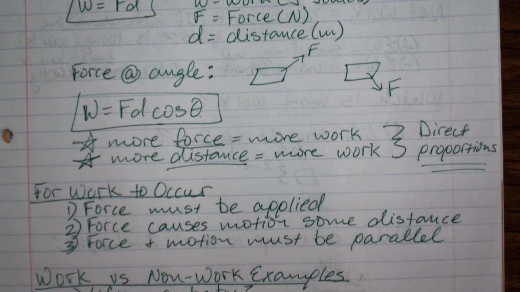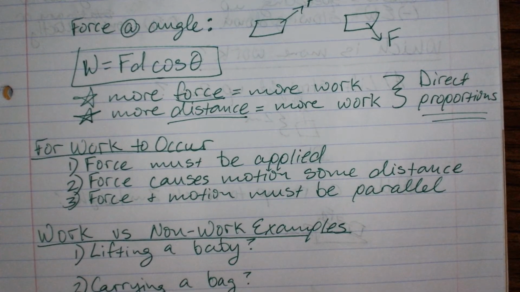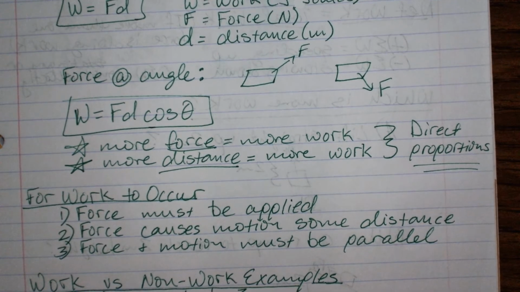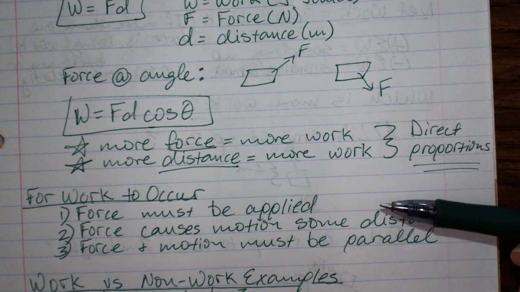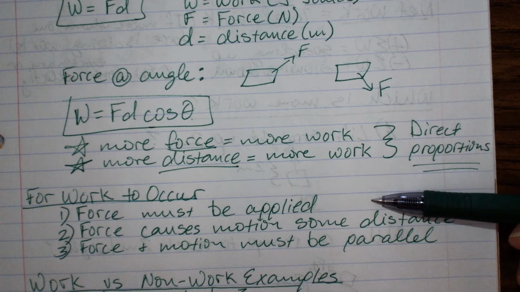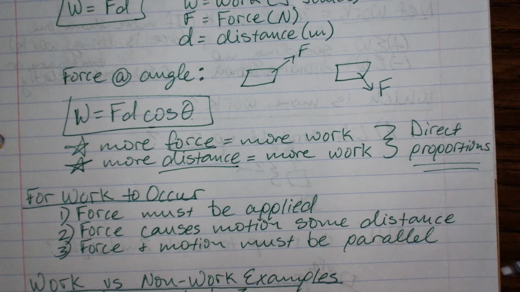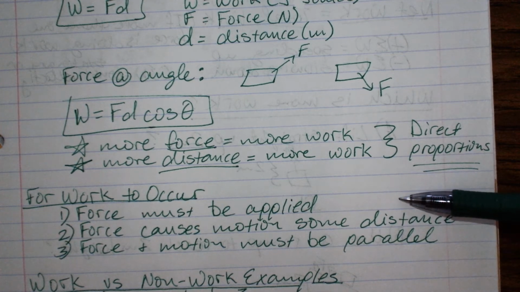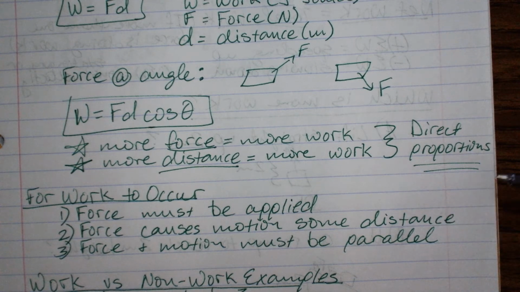So in order for work to occur, a few things have to happen. Your force must be applied. You can't just have something sitting there stationary. It also can't be like a hockey puck. If you hit a hockey puck on ice, ice is relatively frictionless, so you no longer have to exert a force on it to keep it moving. That would be no force applied. It's applied initially to get it moving, but afterwards it isn't. That's not work.